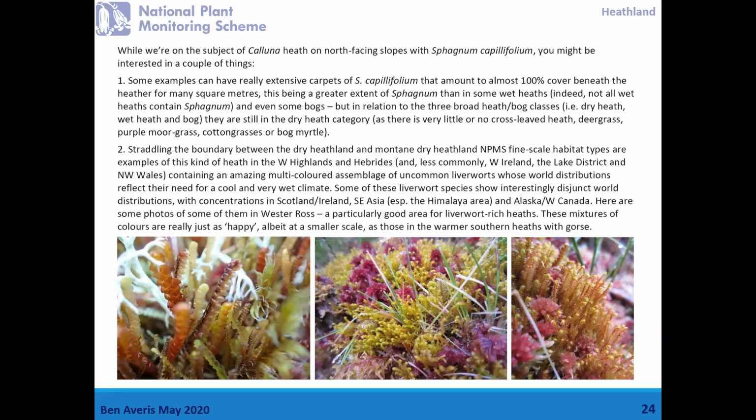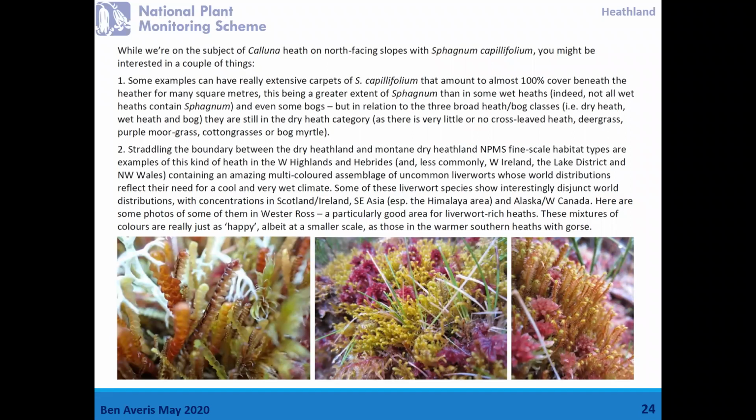I know that mosses and liverworts aren't part of the NPMS, officially speaking, but if you find some species around that are of interest, it does make a big difference. And actually, in terms of a general assessment of what that heath's about and how special it is, in the West Highlands, we would very much be keeping our eyes open for mosses and liverworts and lichens as well, especially in the north and the northeast.